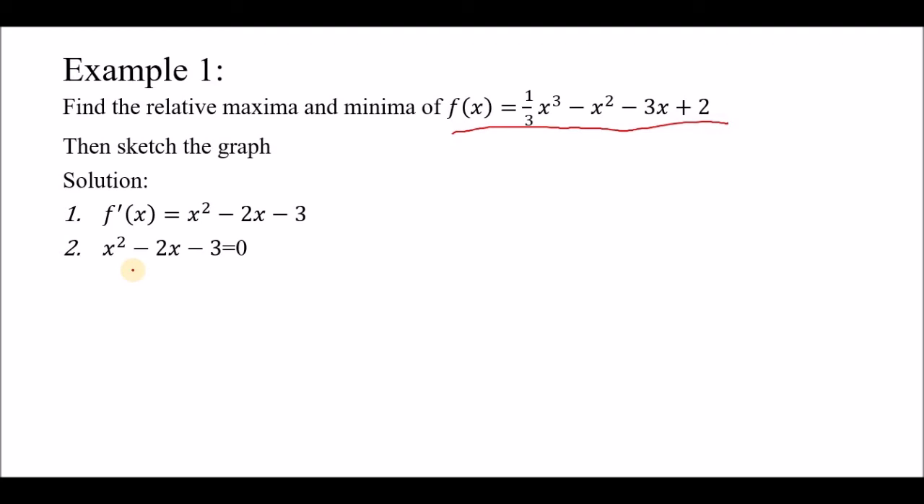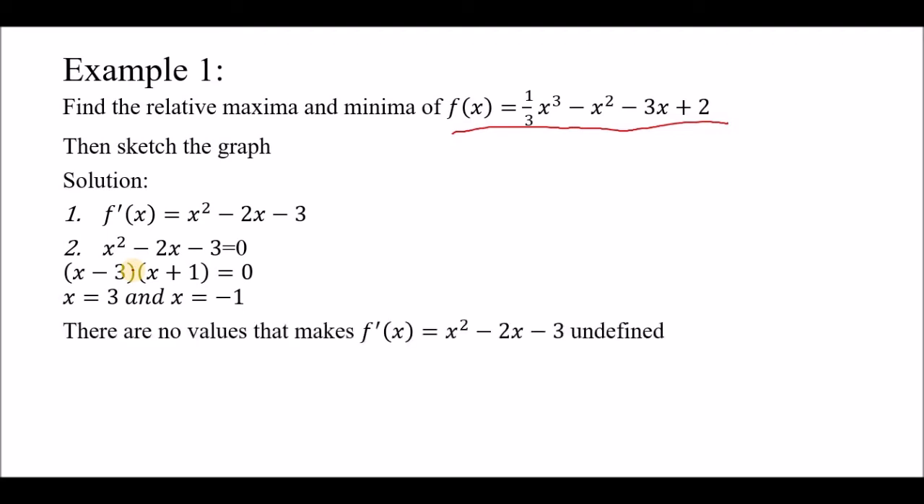This is a quadratic equation. We're going to factor that quadratic equation and then solve for x. So I'll factor it to x minus 3 times x plus 1 is equal to 0. If I set each factor equal to 0, I can solve for x easily. So I will have x is equal to 3 and x is equal to negative 1. So I have two critical values in this case.